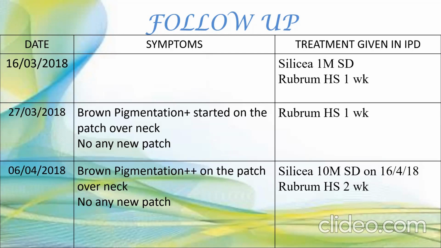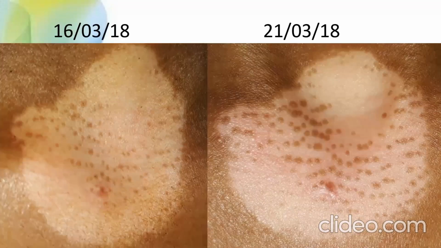As we know, the action of silicea is for some 30 days. So silicea was given again. You can see the images. On 16/3/18, silicea was given. On 21/3, the brown pigmentation started.